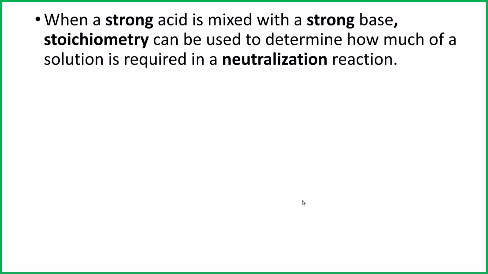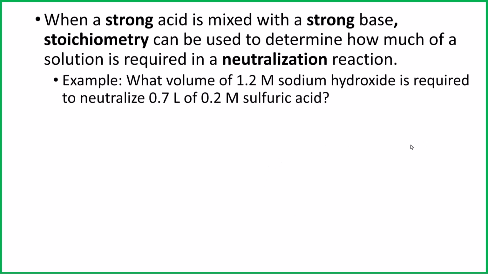When a strong acid is mixed with a strong base, stoichiometry can be used to determine how much of a solution is required in a neutralization reaction. So for example, we can calculate what volume of 1.2 molar sodium hydroxide is required to neutralize 0.7 liters of 0.2 molar sulfuric acid. So we have a strong base and we have a strong acid, and so we can use stoichiometry to figure out the neutralization reaction.